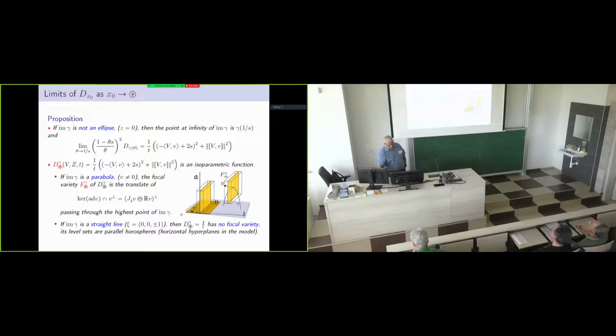In the case when gamma is a vertical line, so it's a degenerate case, then this limiting function, the limit of this function on the right-hand side, which I denoted by d gamma star, will have no focal variety, and its level sets are just horizontal hyperplanes, and they are just horospheres, so it's not an interesting case.